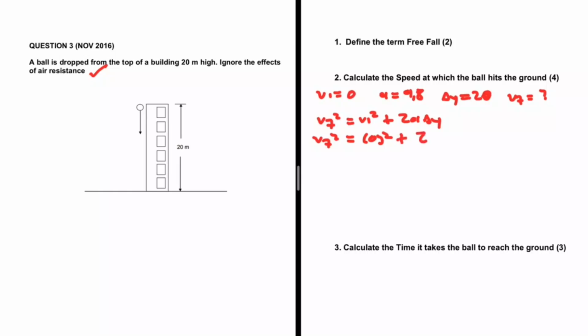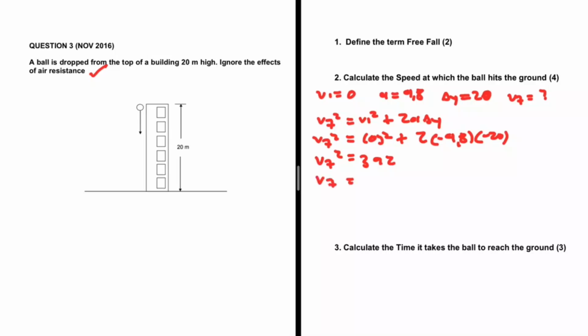Plus 2a. a is the acceleration, minus 9.8, right? 9.8 meters per second squared downwards. And then delta y, the displacement, is also downwards, so we're going to have minus 20. So Vf squared is equal to 2 multiplied by minus 9.8 multiplied by minus 20. I'm getting 392. So what we need to do at this point is to take square roots on both sides.